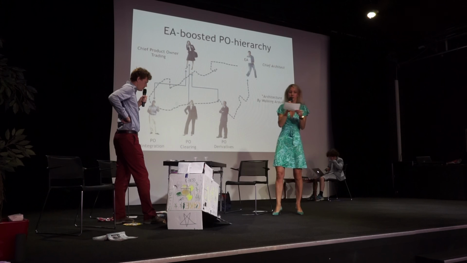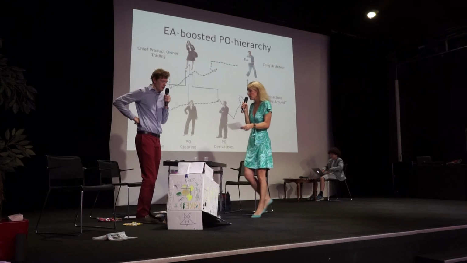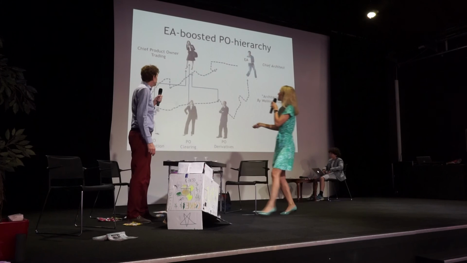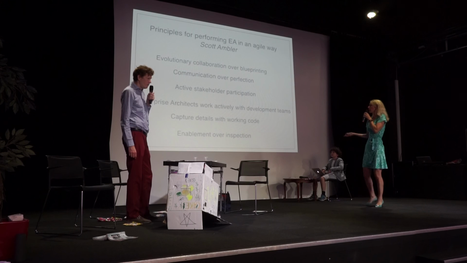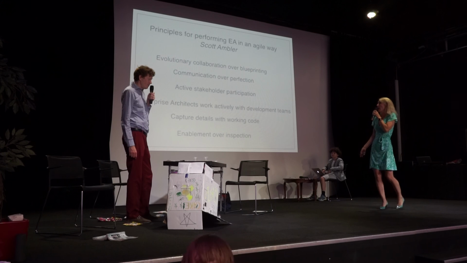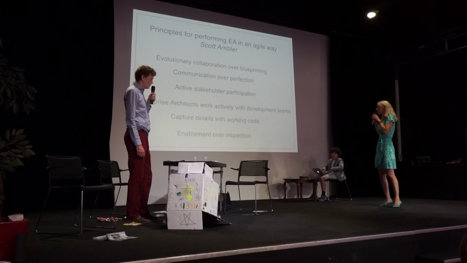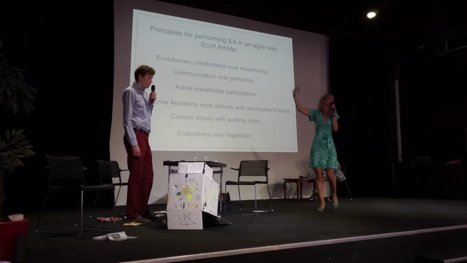And all of them should work together according to the Scott Ambler principles for performing enterprise architecture in an agile way. Look at this. Evolutionary collaboration over blueprinting. Communication over perfection. Active stakeholder participation. Enterprise architects work actively with all development teams. Capturing details with working code. Enablement over inspections. And so on.